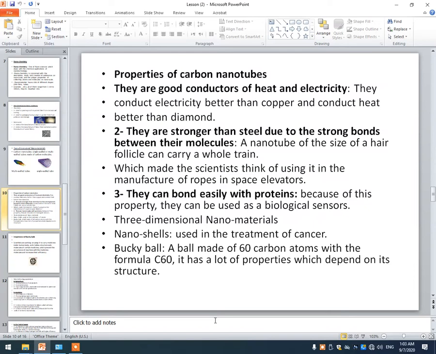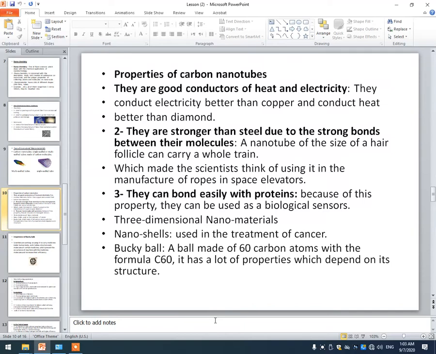Number two, carbon nanotubes are stronger than steel due to the strong bond between their molecules. A nanotube the size of a hair can carry a train. Number three, they can bond easily with protein. Because of this property, they can be used in biological sensors.